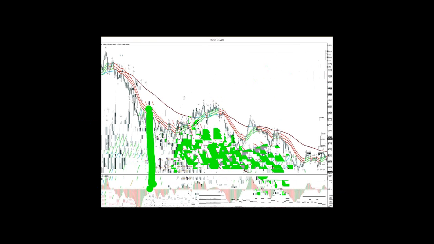The AO is back to the zero line, and we did get a follow-through. But then we got divergence between these bottoms. So what happened? Price went back to the zero line after that, yes, but it just kept on going up because of that divergence.